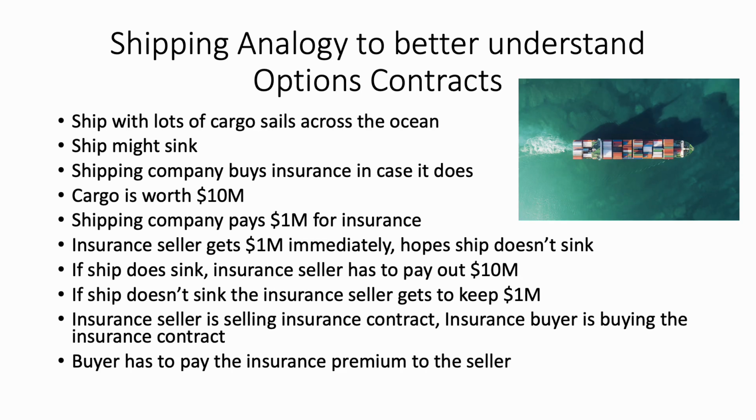All right, so here's a super basic overview of what an option is using an analogy of ships sailing across the ocean. So let's say you got a ship with a lot of cargo sailing across the ocean. It might sink. So the shipping company is going to buy insurance in case it does. Say the cargo is worth $10 million. So the shipping company is going to pay $1 million up front for insurance. So the insurance seller gets $1 million. The insurance buyer has to pay $1 million up front. Now, if the ship doesn't sink, the insurance seller gets to keep his $1 million. If the ship does sink, then the insurance seller has to pay out $10 million, securing the value of the cargo as agreed upon in the contract.